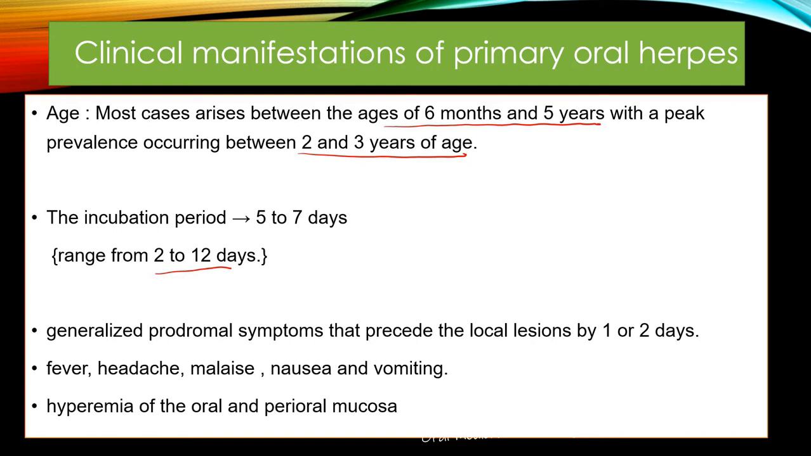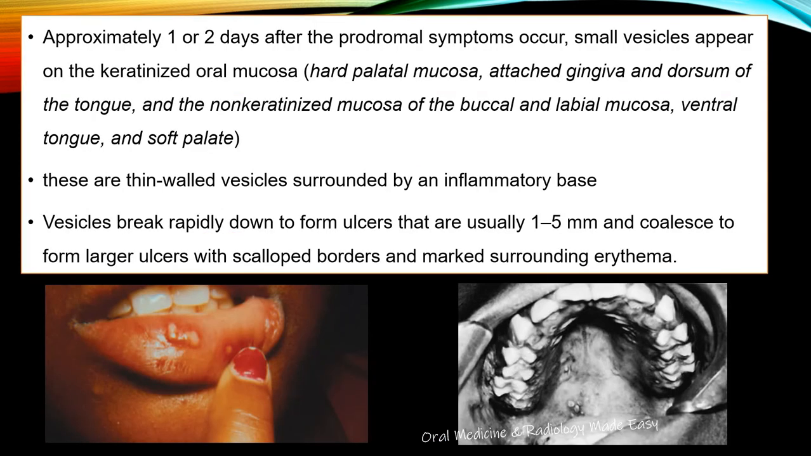There will be generalized prodromal symptoms preceding the appearance of the lesion by 1 to 2 days in the form of fever, headache, malaise, nausea and vomiting. And there may be hyperemia of the oral and perioral mucosa. So after 1 to 2 days of prodromal symptoms, small vesicles appear on the keratinized oral mucosa. Herpes infection has a tendency to affect keratinized mucosa more commonly, although it may be seen in the non-keratinized mucosa also. The most common locations are hard palate, attached gingiva and dorsum of the tongue. Non-keratinized mucosa that may be affected includes buccal and labial mucosa, ventral tongue and soft palate.